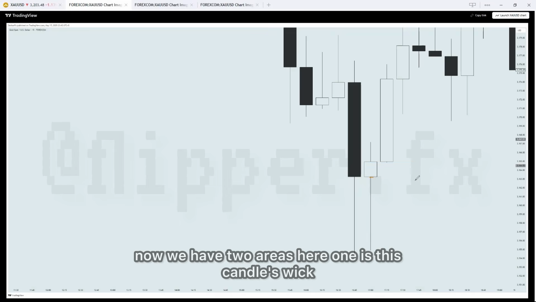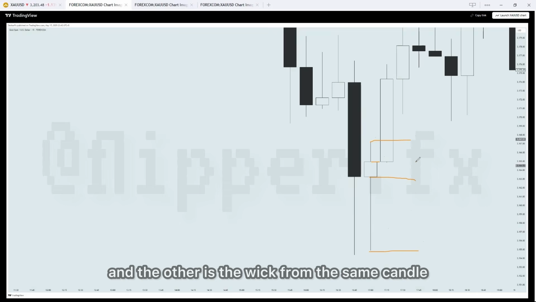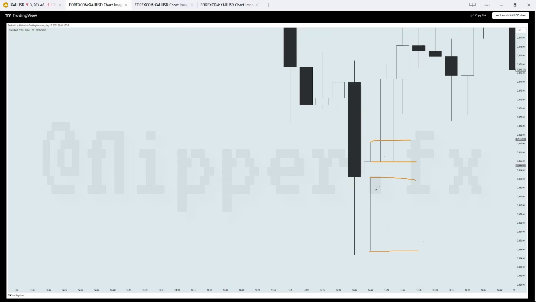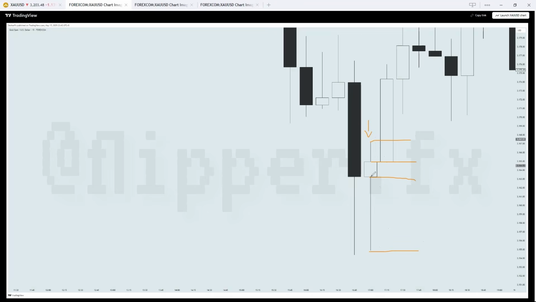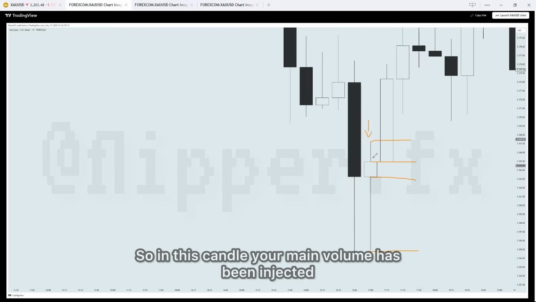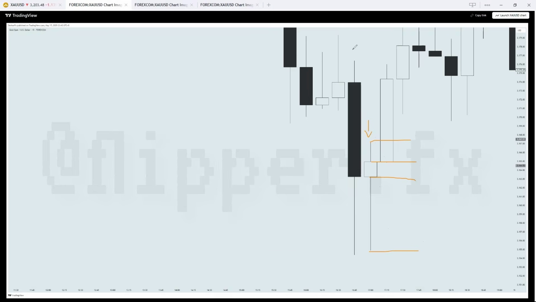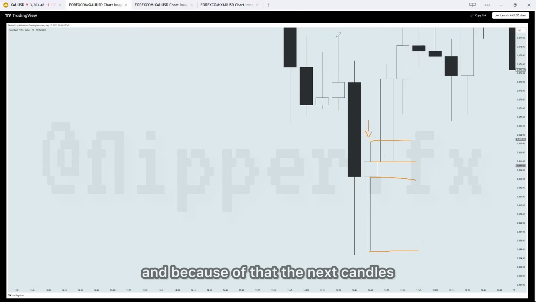Now we have two areas here. One is this candle's wick and the other is the wick from the same candle, meaning both wicks belong to the same candle. This is the first wick where the market pushed up, then it came down, creating this second wick. How did it happen? The candle opened, the market went down first, and then it rejected and came up. So in this candle, your main volume has been injected, and because of that, the next candles broke the high directly.